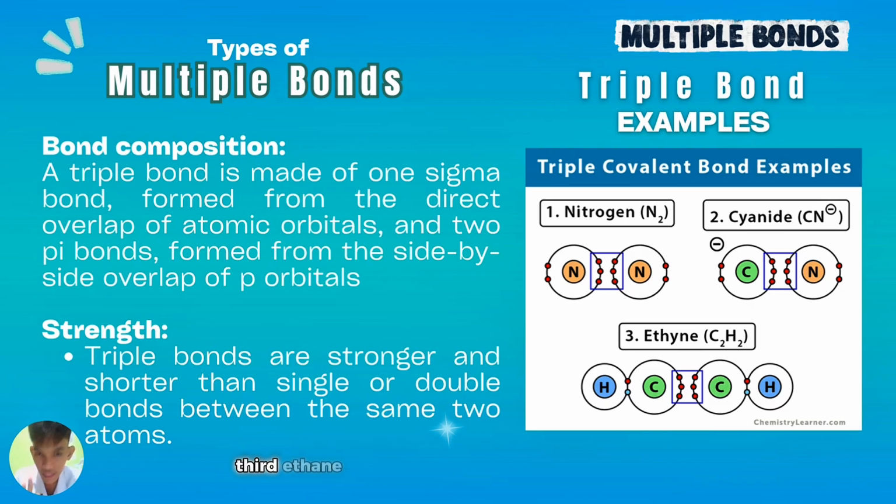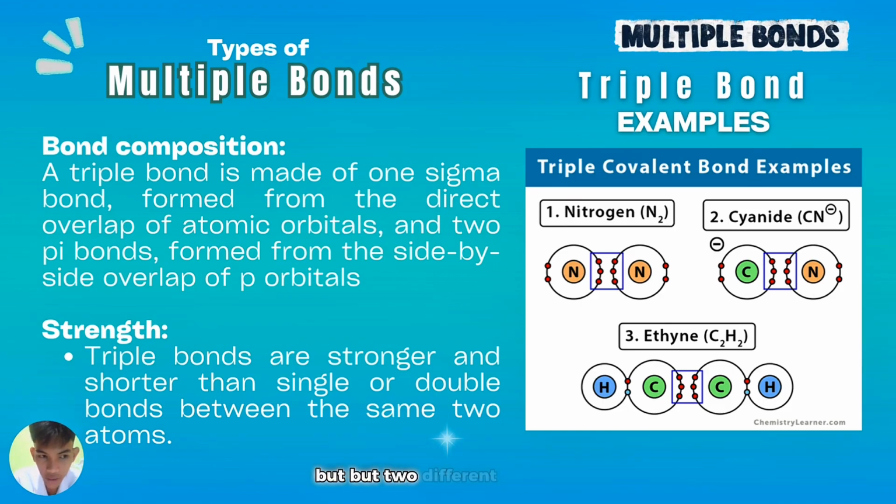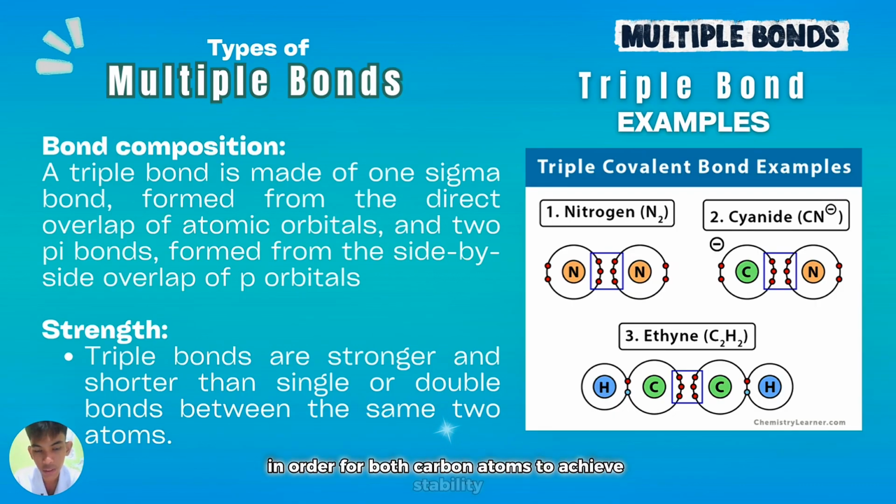Third, ethene, which has a chemical formula of C2H2. Here, it is a hydrocarbon which involves not only one but 2 different elements. Here, it's shown that C or carbon as the central atom is sharing a total of 6 valence electrons in order for both carbon atoms to achieve stability.